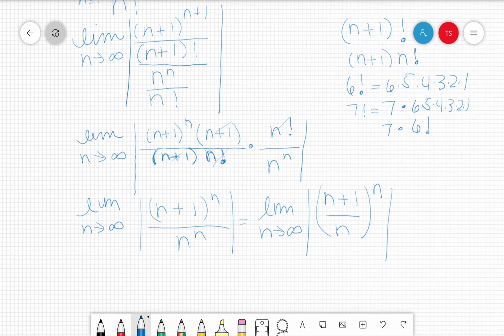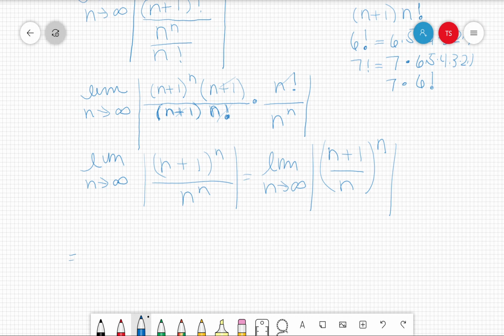And we can further simplify that as the limit as n goes to infinity of (1 plus 1 over n) to the n. And we've done that limit before. That limit equals e, which is greater than 1. And by the ratio test, this series diverges.